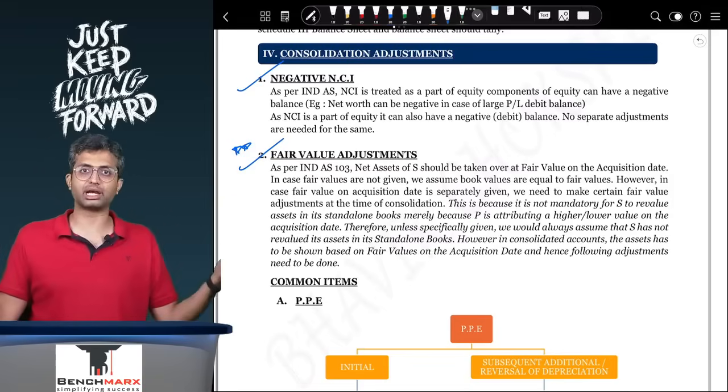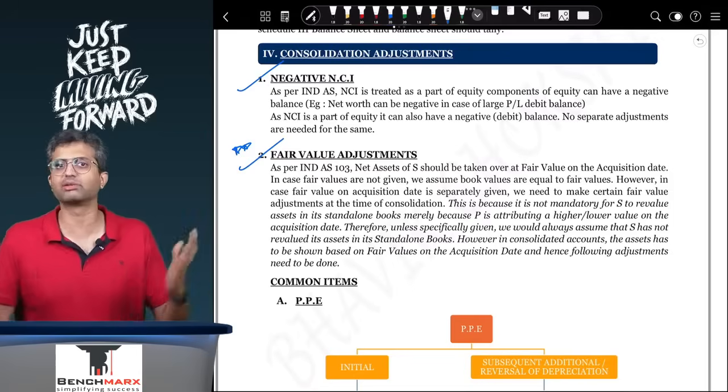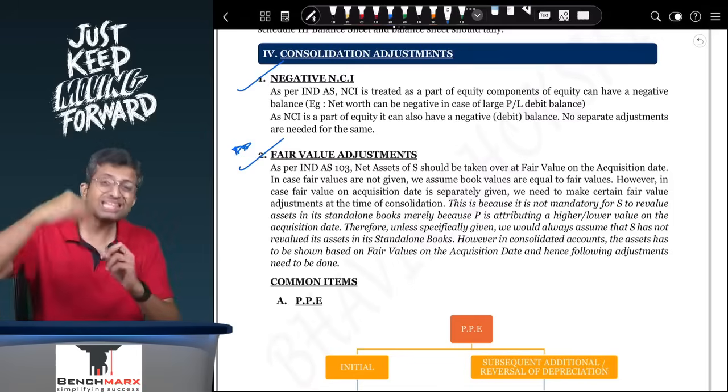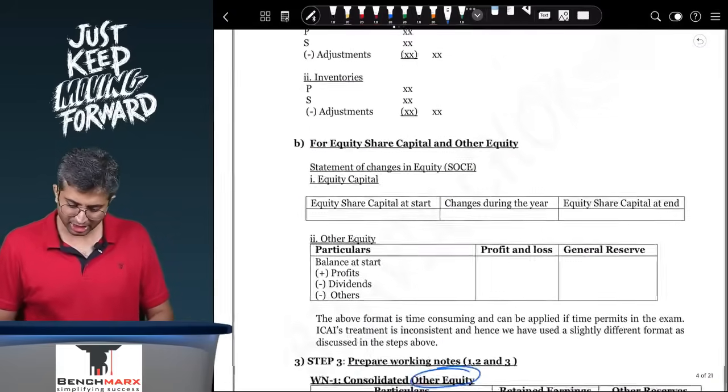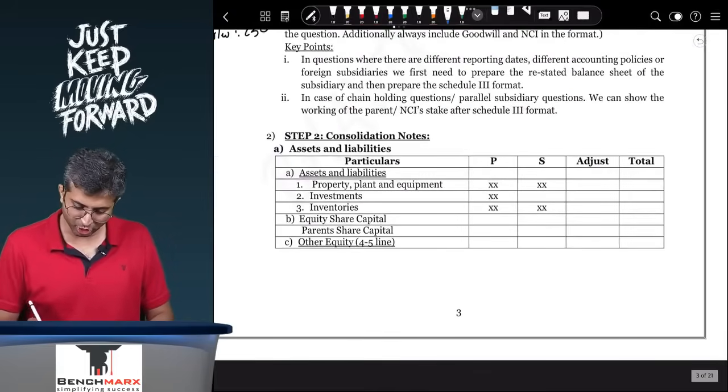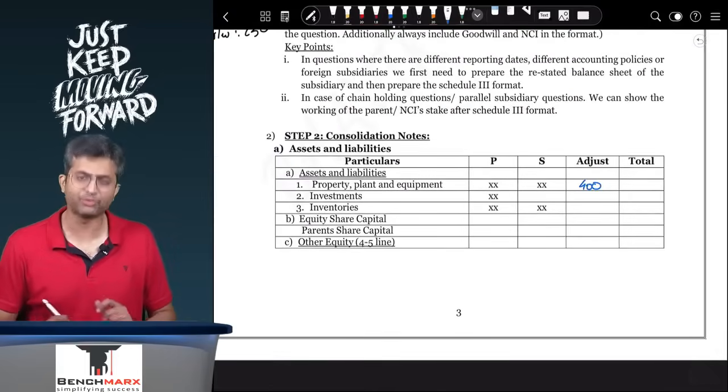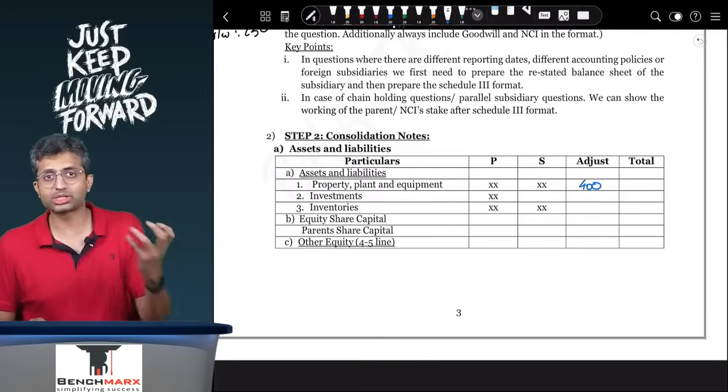You don't just increase land. You have to give the second effect somewhere, otherwise the balance sheet does not tally. So you increase the land by 400. You pass the entry: land account debit 400. The effect of that will come somewhere over here. When you are preparing assets and liabilities, your land will increase by 400. The second effect will go somewhere.